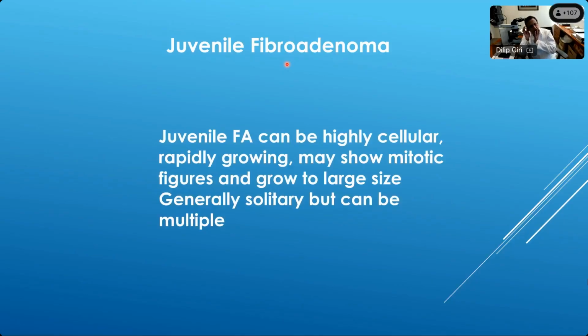Sometimes in very young patients, the lesion may be more cellular. They may be rapidly growing. You may see mitotic activity, and occasionally the lesion may actually grow to large size because they are actively growing. And although they are generally solitary, they can be multiple. So again, the age is very important. When the patient is young and you see something cellular, there is no need to worry too much. It could simply be juvenile fibroadenoma, and you would then go back to the imaging findings to find out what exactly is going on and what the clinical impression is.